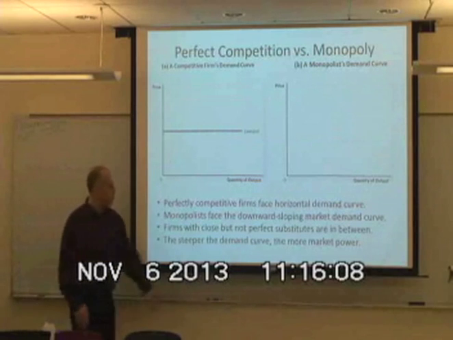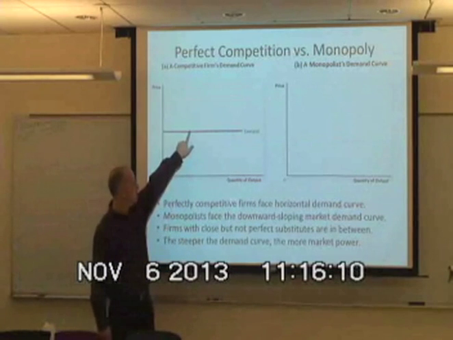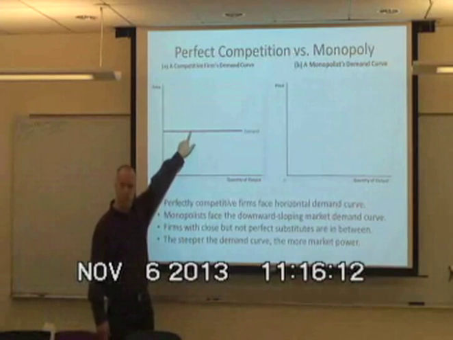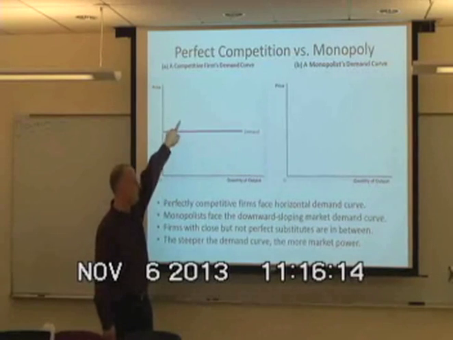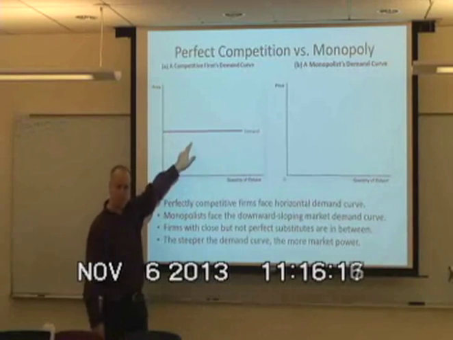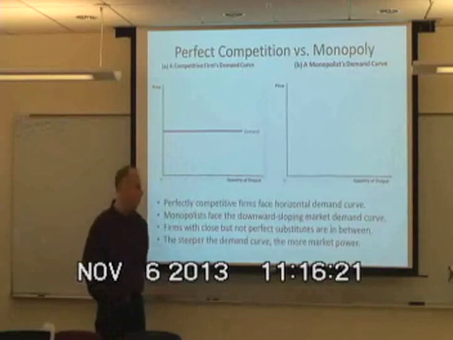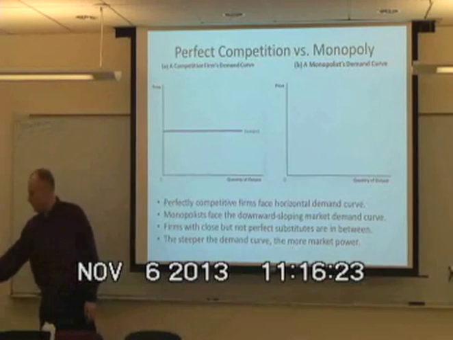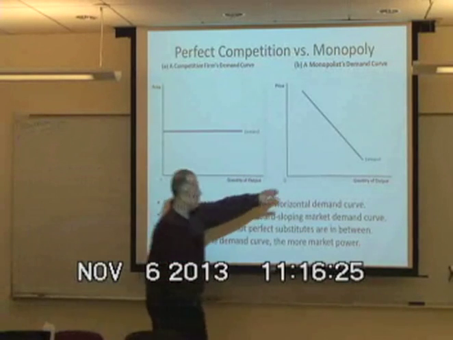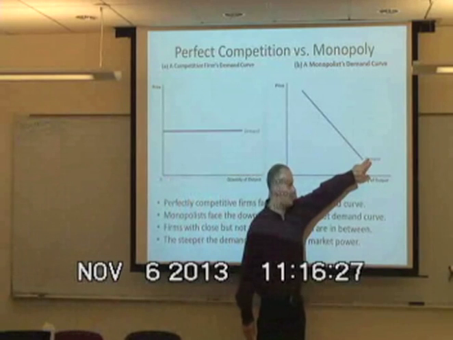What's important to note is that from the perspective of a perfectly competitive firm, their demand curve looks horizontal. Raise price a little bit and they lose all their customers. Lowering their price, well, there's no point because they can sell as much or as little as they want to at the going rate. On the other end, we have a monopolist. A monopolist faces the market demand curve, which is downward sloping.